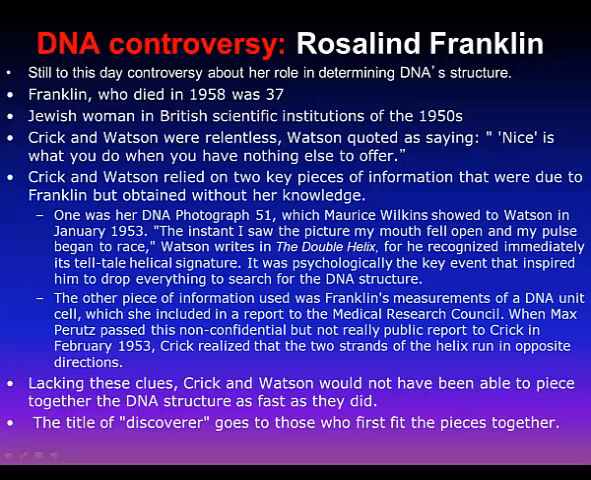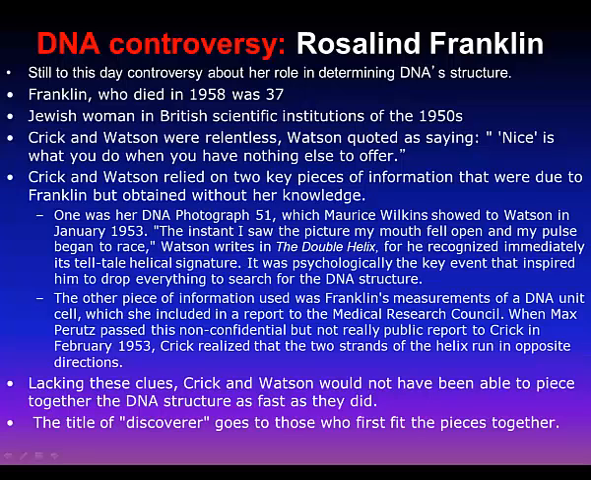The other piece of information that Watson and Crick used was Franklin's measurements of a DNA unit cell. She'd actually measured the size of DNA and was able to include this in a report to the Medical Research Council. And someone shared that with Watson and Crick. When that was shared with Francis Crick, he realized that the two strands of the DNA helix had to run in opposite directions in order for her measurement to be correct. So the curious thing about this is that without these clues, Watson and Crick would not have been able to put together the DNA structure as fast as they did.